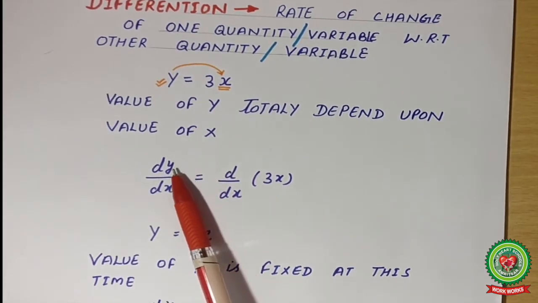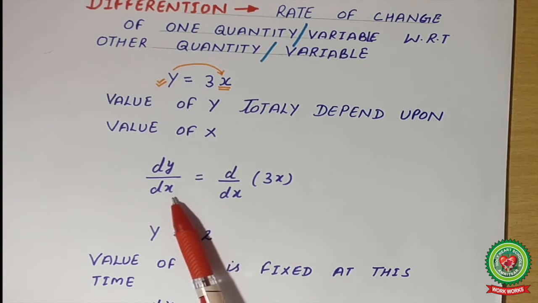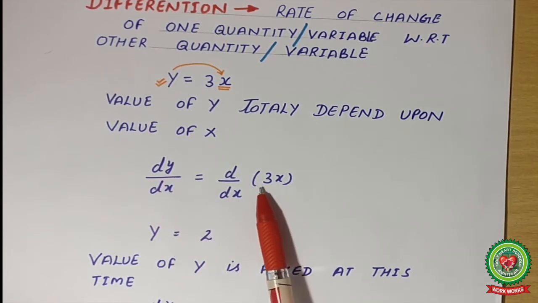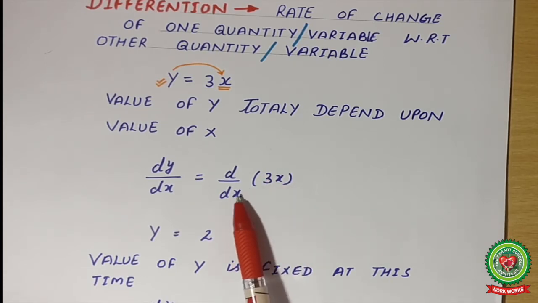That means the rate of change of y variable is with respect to the rate of change of the x variable. In the same way, we write it in this form: dy upon dx is equal to d by dx of 3x, the change of 3x with respect to x.